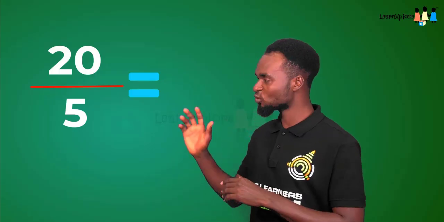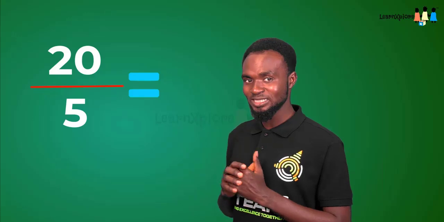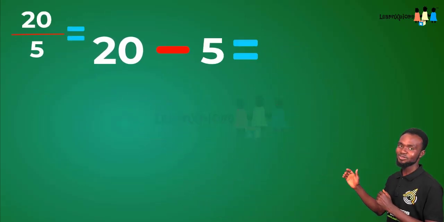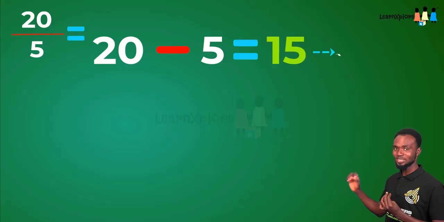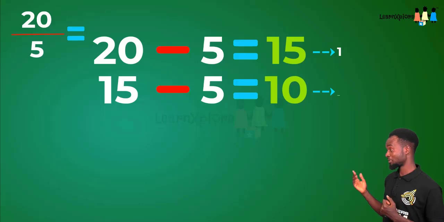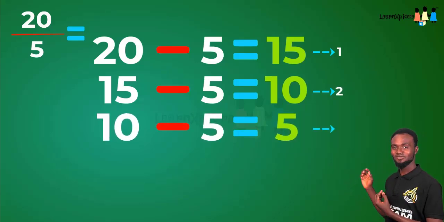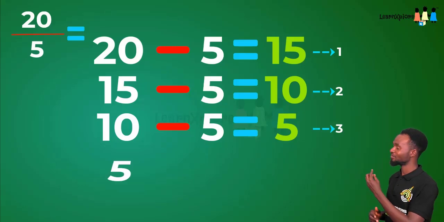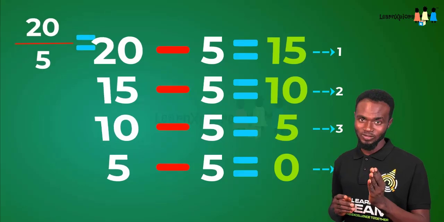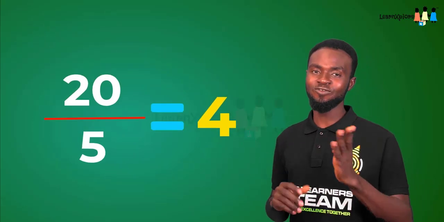So for example, you have 20 divided by 5. We're going to subtract 5 from 20 until we get 0. We have 20 minus 5 will give us 15. That's 1. 15 minus 5 will give us 10. That's 2. 10 minus 5 will give us 5. That is 3. And 5 minus 5 will give us 0. That is 4. That means 20 divided by 5 is 4.